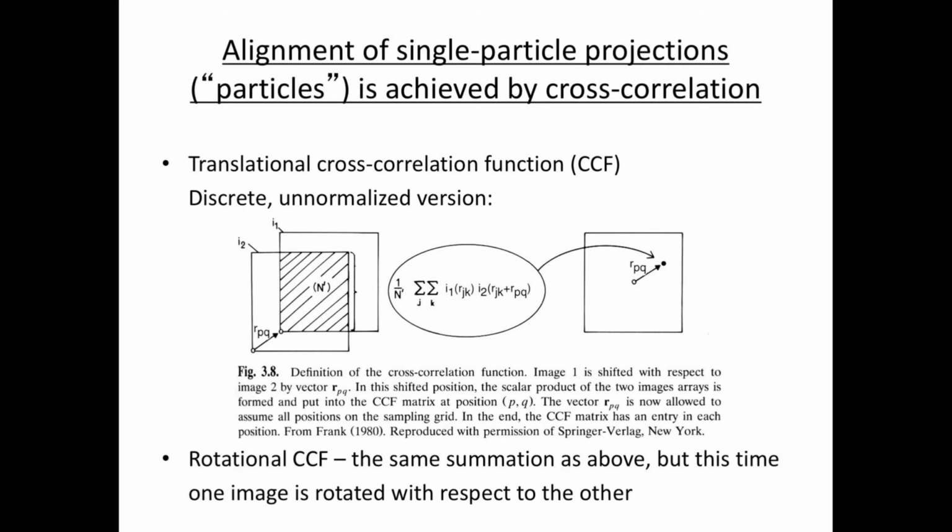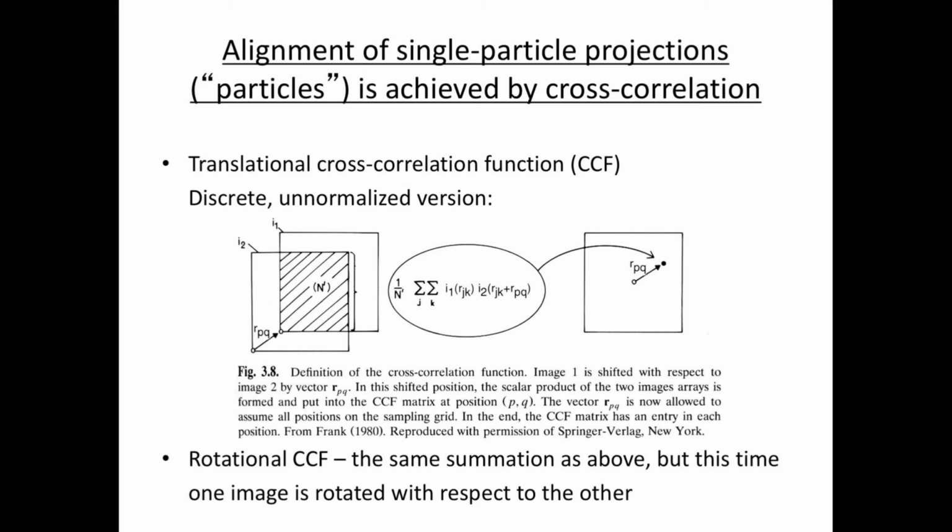Here I'm going to show you the translational cross-correlation. So in the discrete version, you can imagine that you put one image on top of the other, and we assume that the molecule is now oriented in the same way in both of these images. And we want to know exactly how far the image has to be shifted from one to the next one in order to get perfect overlap between the object that is contained in them.